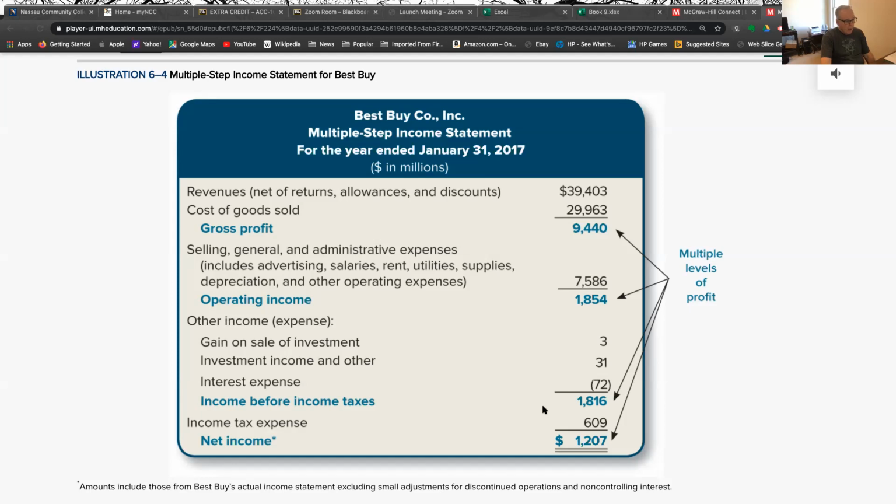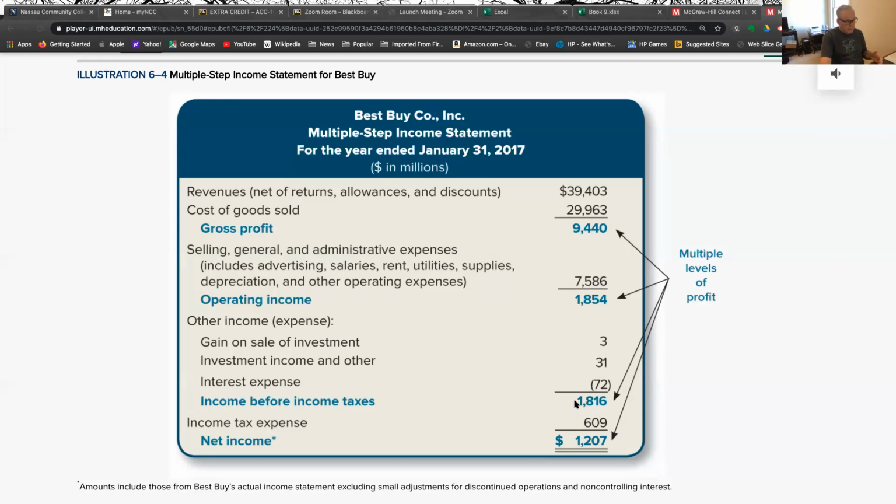And then how much tax do you pay on that 1860? In this case, it was 609. And in most problems, they're going to give you that number. You're not going to become a tax expert here. And notice again that income tax expense is all the way down here on the bottom, right? Income tax expense is not an operating expense. Income tax expense is non-operating. Income tax expense is only a function of your pre-tax income.